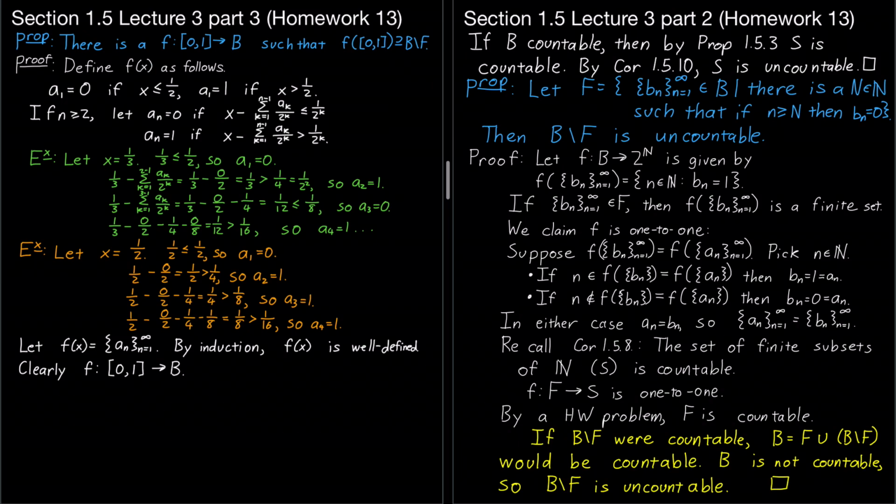And now I want to show that f is surjective, because if you're surjective onto an uncountable set, then you're uncountable. We've got this set F to worry about, so we're going to show it covers B minus F. So let's let bn be an element of B minus F, an element of this set of sequences.